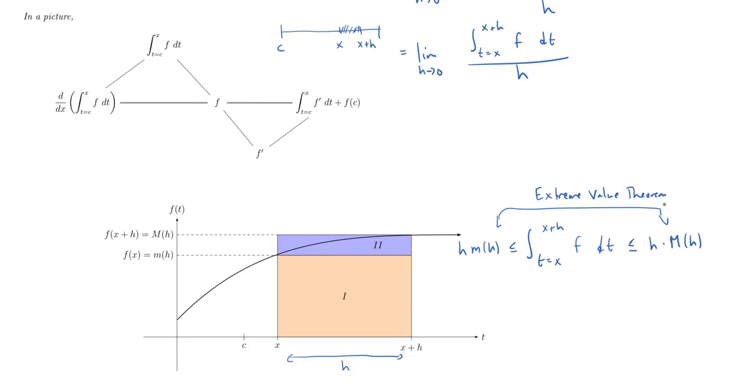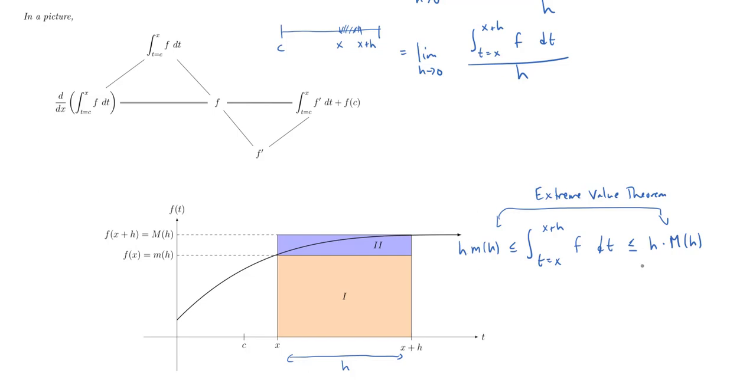So that means when I go to compute this limit, I know that the value of this numerator is going to be greater than or equal to h times little m of h, and less than or equal to h times big M of h. And so if I divide by h, I can go through and divide through by all these h's.